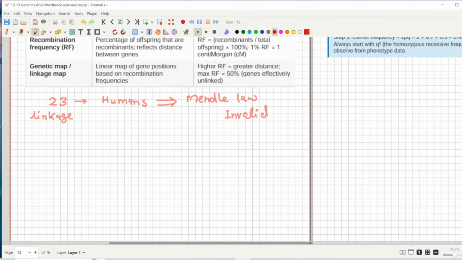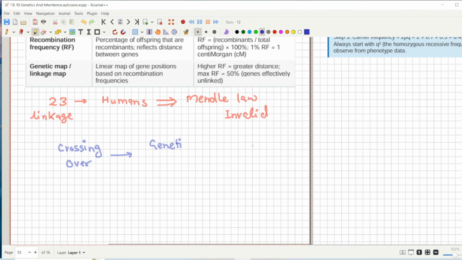If we talk about crossing over, you know what happens in crossing over. You have already discussed it in the cell cycle chapter. In crossing over, you actually get genetic recombination. What is genetic recombination? What is crossing over? You have already discussed it, but I will discuss it one last time.